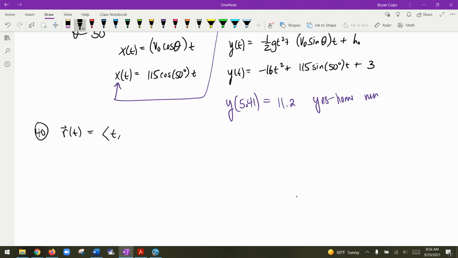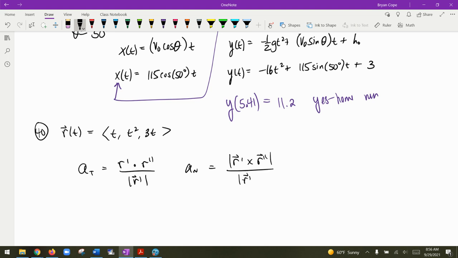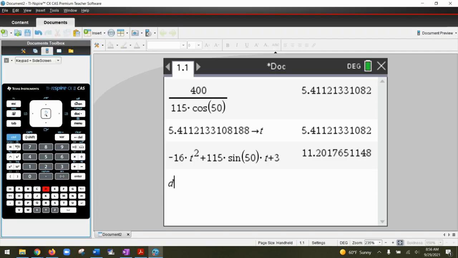Okay, so we've got t squared and 3t. If we refer to our formulas for normal component and tangential component, our tangential component is r prime dot r double prime over the magnitude of r prime. The normal component is the magnitude of r prime crossed r double prime over the magnitude of r prime. I think I'll do this one completely on calculator just to avoid some of the tedious work. I'll just show you the commands that are on there.